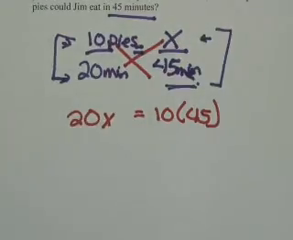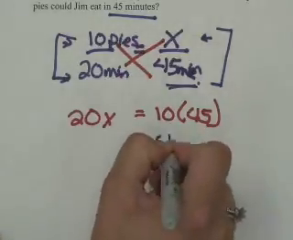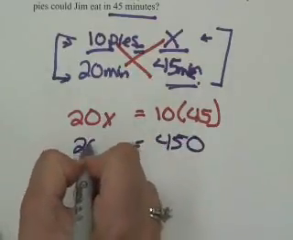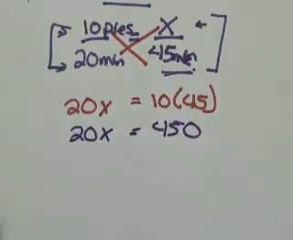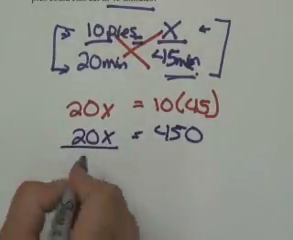Now that you have 10 times 45 equals 20x, the next thing you need to do is actually solve for x to find out how many pies can actually be eaten in 45 minutes. 10 times 45 is simply 450. I'm just going to bring down my 20x. The next thing you need to do is actually solve for x. The only way you can solve for x is to get rid of the 20 by dividing by 20 on both sides.